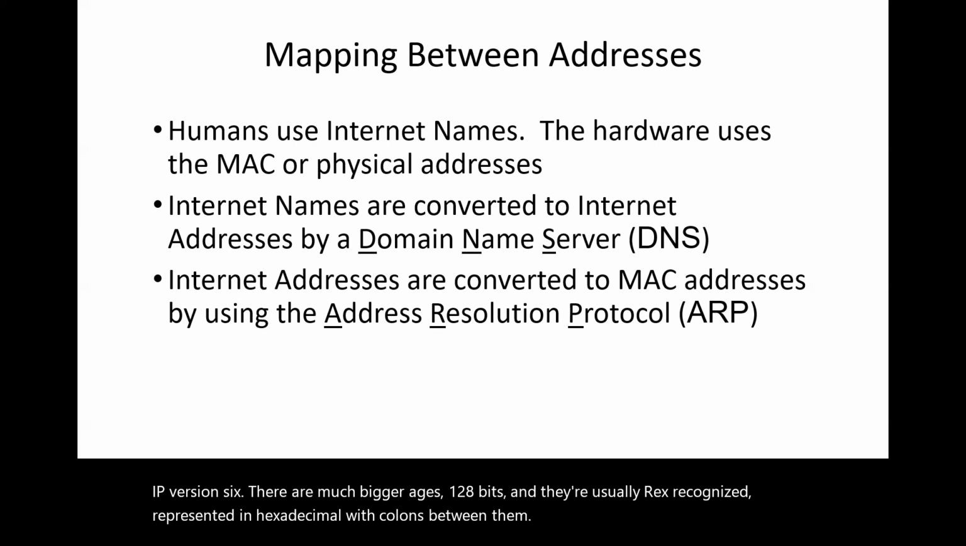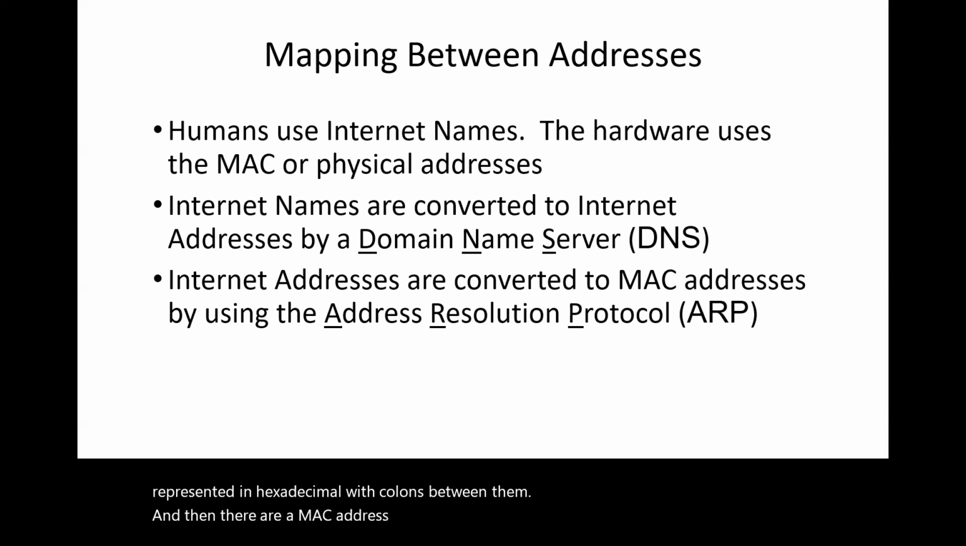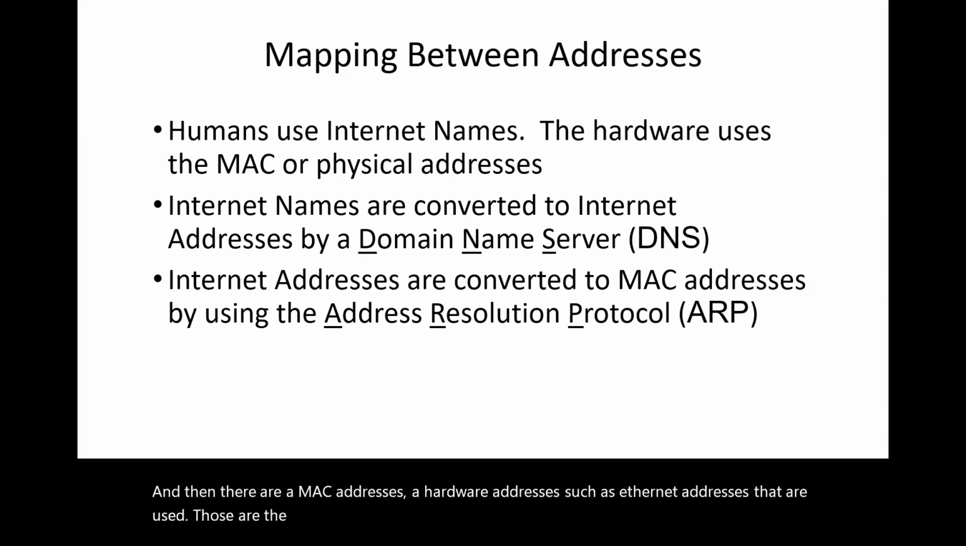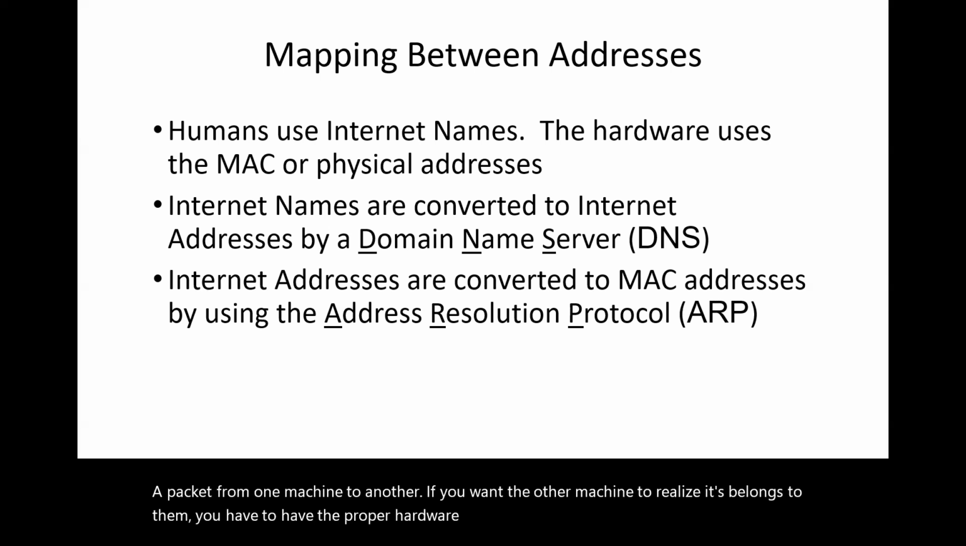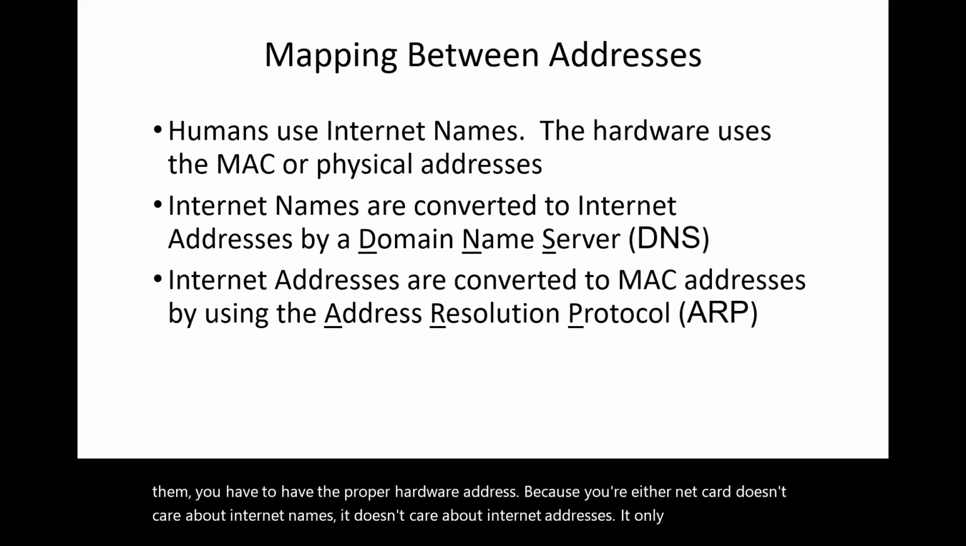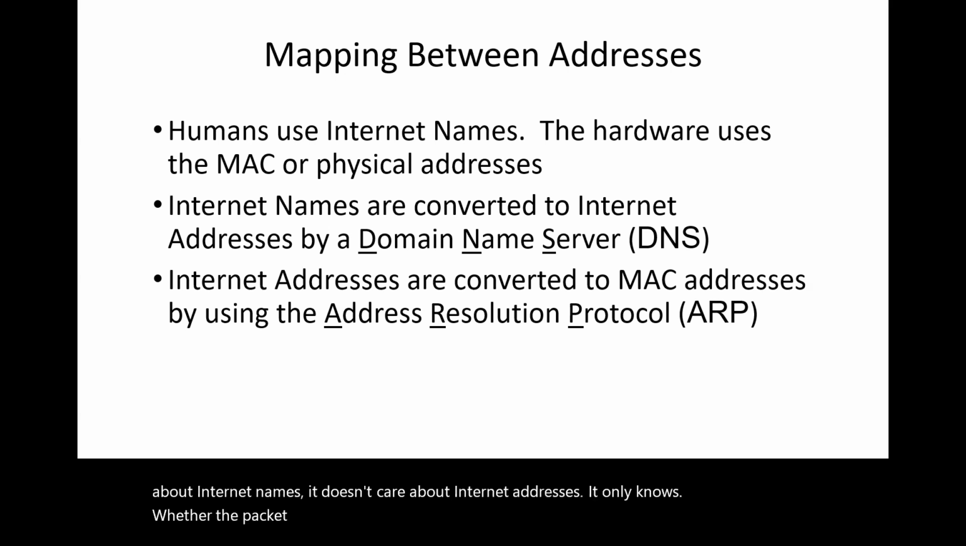And then there are MAC addresses, so hardware addresses, such as Ethernet addresses that are used. Those are the addresses that the hardware recognizes. So if you send a packet from one machine to another, if you want the other machine to realize that it belongs to them, you have to have the proper hardware address, because your Ethernet card doesn't care about internet names. It doesn't care about internet addresses. It only knows whether the packet matches the hardware built-in address that it has. So you have to map between them.